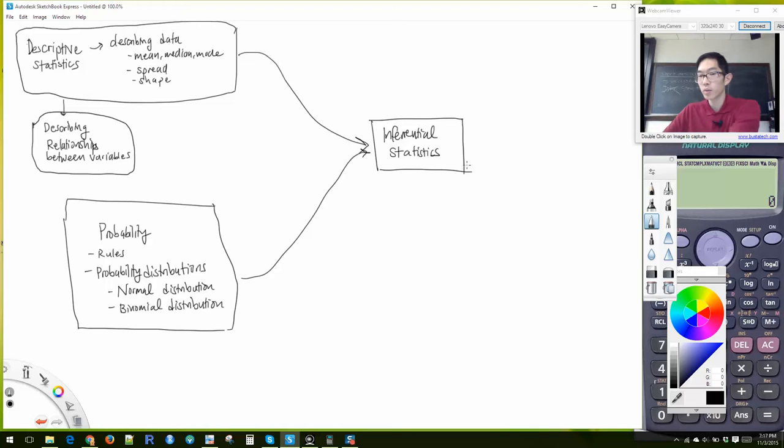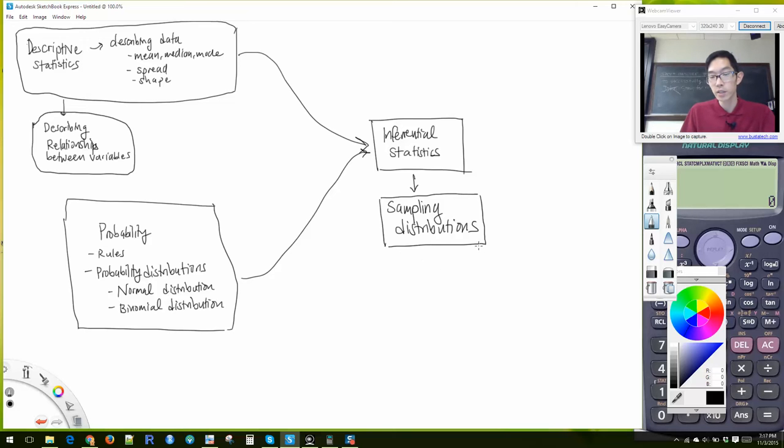Okay, so to bring inferential statistics to life, we have to understand what we call sampling distributions, which is what we are covering today. And then once we understand sampling distributions, we apply our understanding to confidence intervals and hypothesis tests. And so today we're going to cover this topic of sampling distributions.